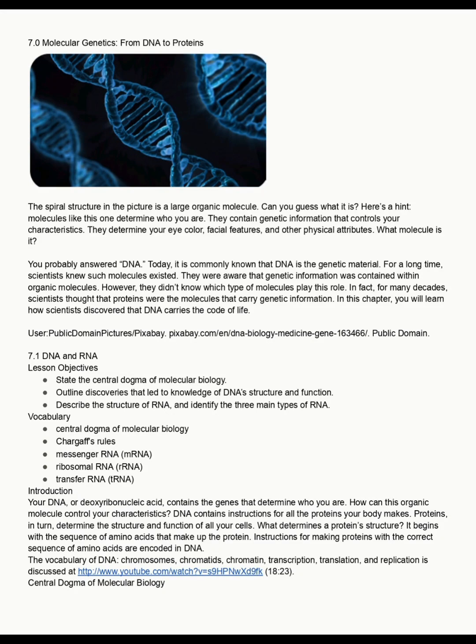7.0 Molecular genetics, from DNA to proteins. The spiral structure in the picture is a large organic molecule. Can you guess what it is? Here's a hint: molecules like this one determine who you are. They contain genetic information that controls your characteristics. They determine your eye color, facial features, and other physical attributes.